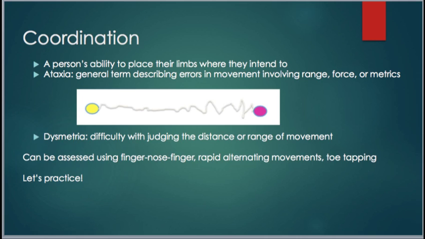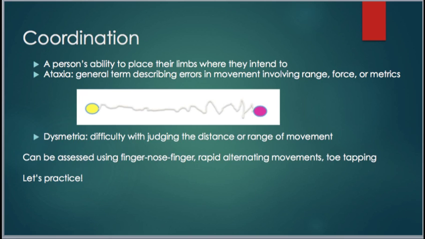Coordination is another factor that is involved when we're trying to perform a functional activity. It's generally described as a person's ability to place their limbs where they intend to. Ataxia is a common impairment following stroke. It's a general term describing errors in movement involving range, force, or metrics. So if we look at the picture here, we see a yellow circle and a purple circle. Someone with ataxia would maybe try to move their finger from the yellow circle to the purple circle. But rather than moving in a straight line, they would move in an unpredictable pattern that's not the most efficient way to accomplish the task. So that would be an example of ataxia.